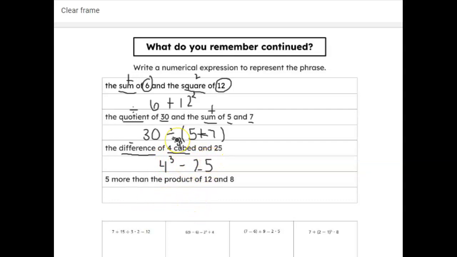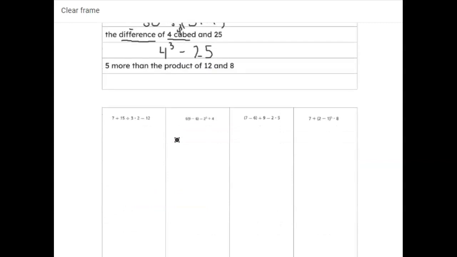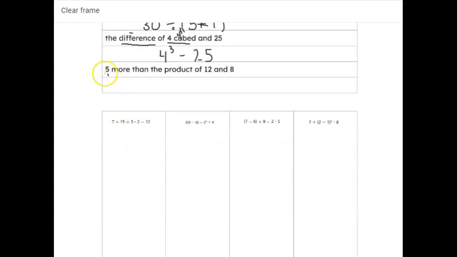And our last one in this little section, 5 more than, that's addition, the product, which is multiplication, of 12 and 8. Now, product means the answer to a multiplication question. So I need to find the answer to the multiplication question before I can add 5 with it. So to be able to do that, I need to put my parentheses around it. So I make sure that I do that first.